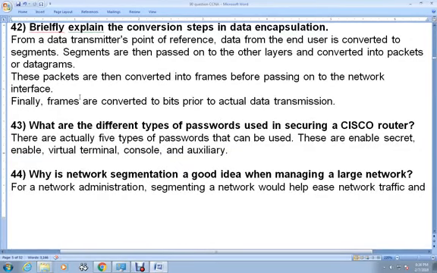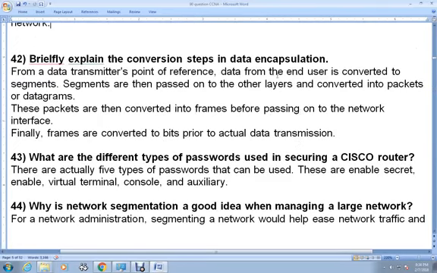Next question, briefly explain the conversion steps in data encapsulation. What happens in data encapsulation, I will explain in the same video later on, in the coming questions also.